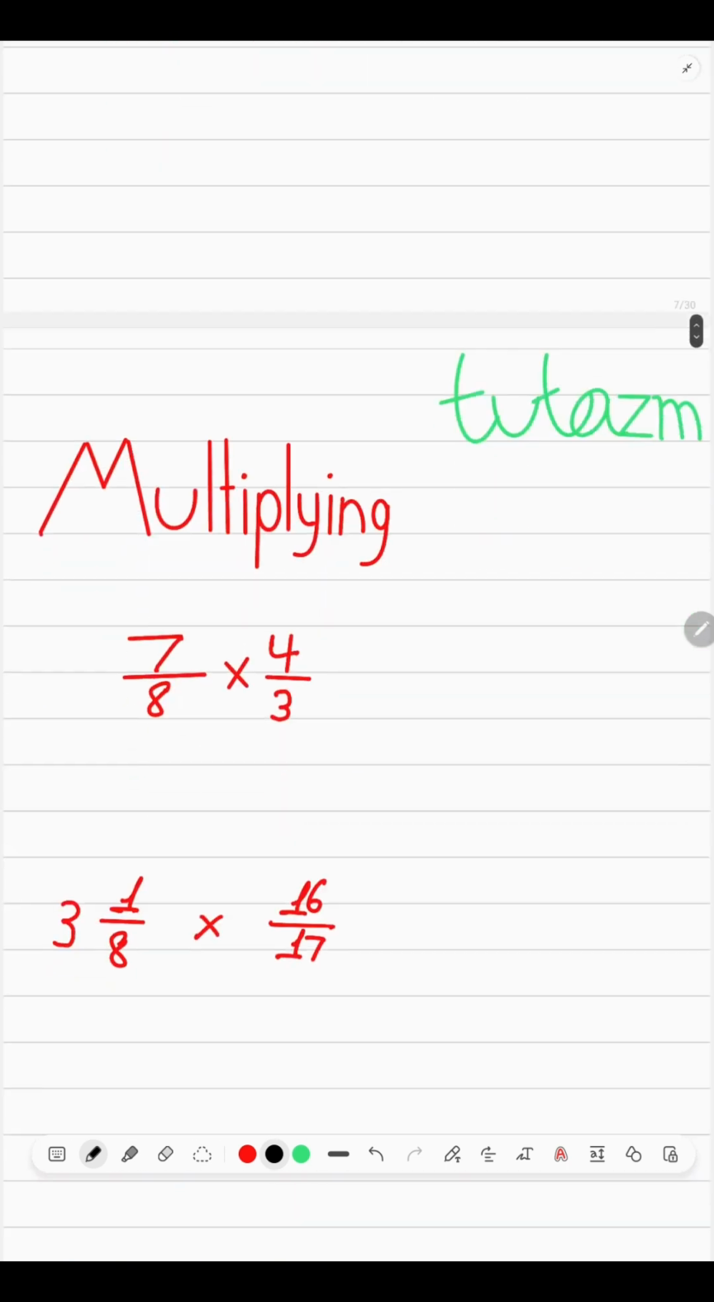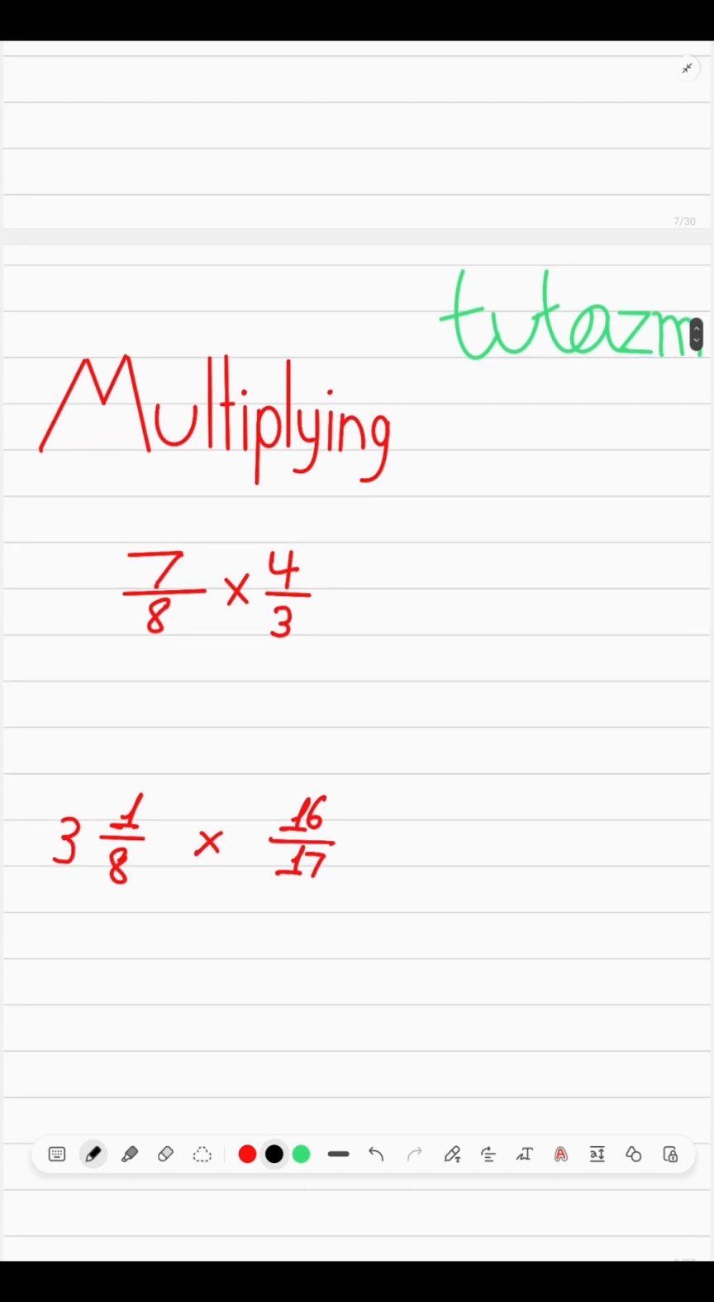Alright, let's take a look at multiplying fractions. So multiplying fractions is arguably easier than subtracting and adding fractions, because you don't have to make the denominators the same. You could just get on with it. So you just multiply the two numerators together and the two denominators together. So 7 times 4 is 28, and 8 times 3 is 24, and so you just get 28 over 24, or 1 and 1/6.